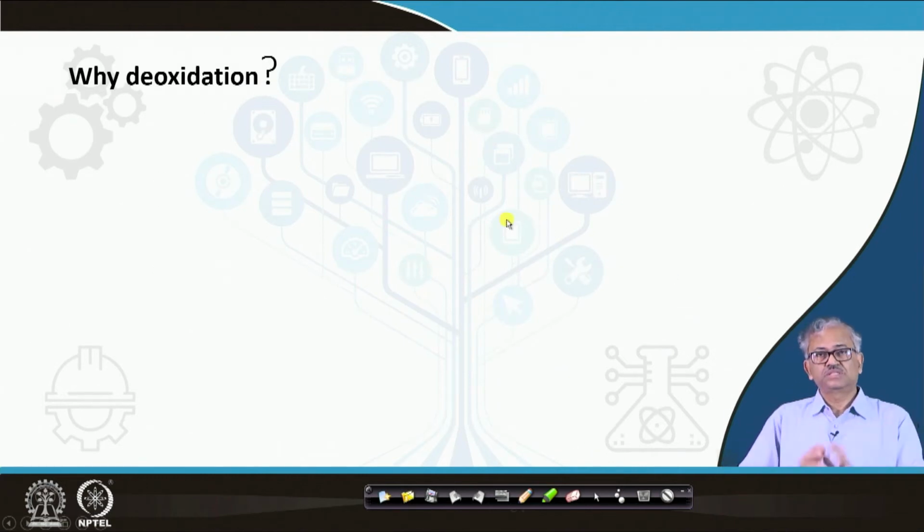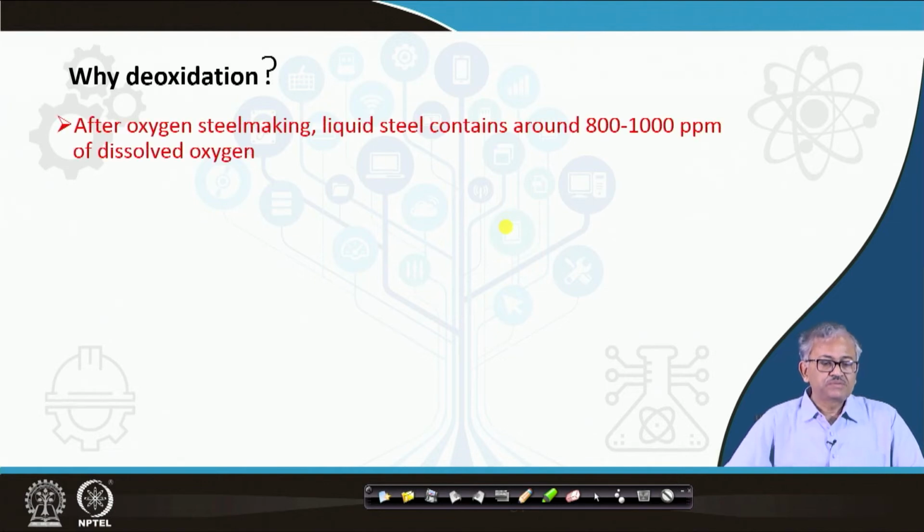Now, the first operation in secondary steel making is called deoxidation. We will talk about deoxidation, and first of all, why deoxidation is required. That is very important.